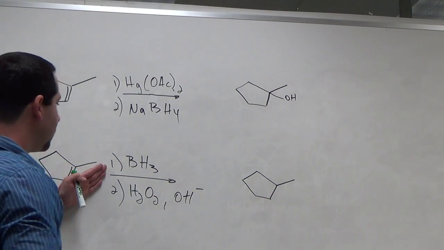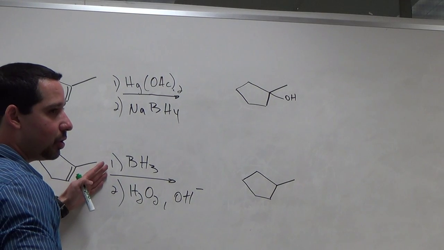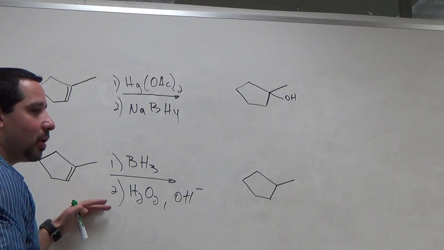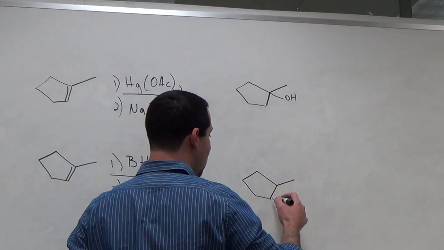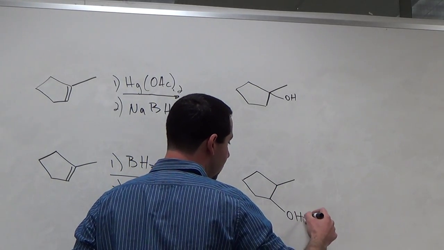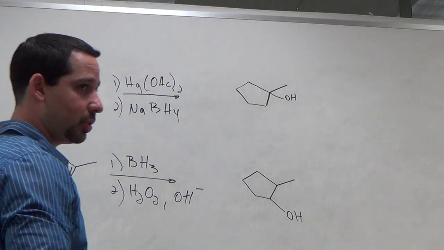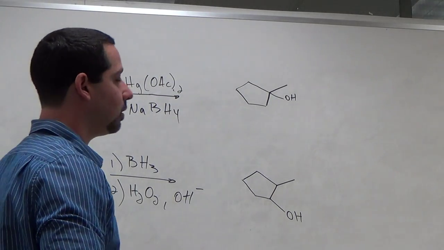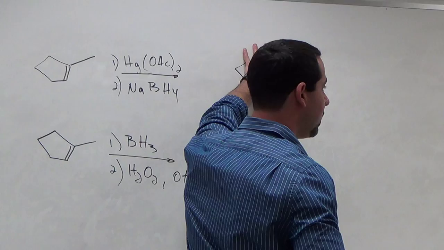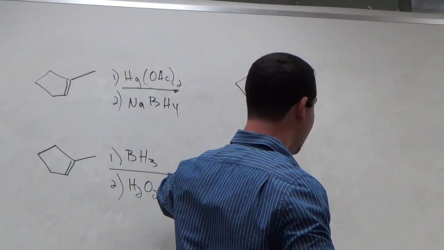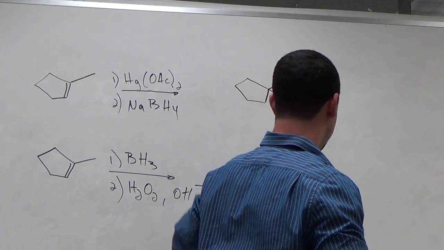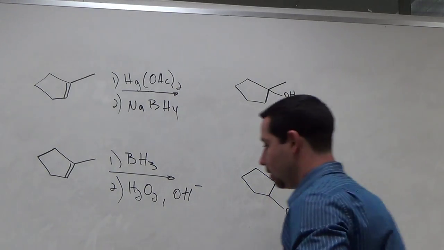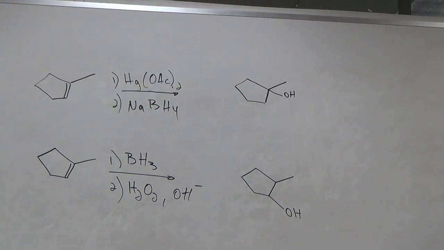This is conditions for hydroboration oxidation. This is anti-Markovnikov. So the OH is going to go right on there, the opposite side, where there is more hydrogen. Okay, so that's very good. Here we have this alcohol, and here we have a different alcohol. So synthetically, that is a good thing. We'll do more of this next week.